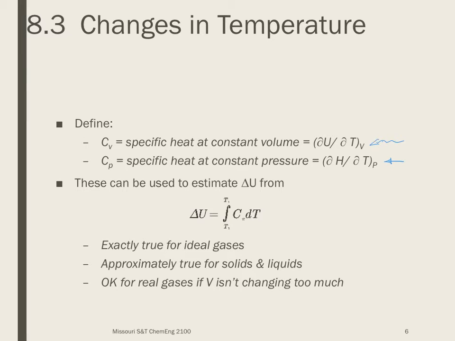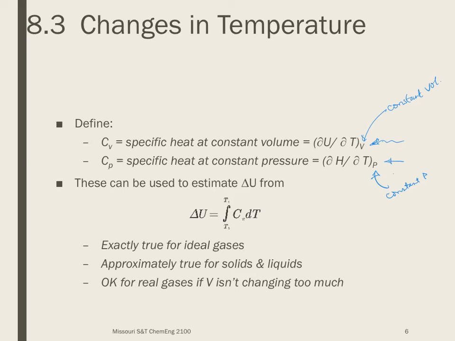Now C sub V is how internal energy changes with temperature while holding the volume constant. So these are both specific heats. C sub P you've run into before. C sub V is probably new to you. Now, we can use these as a way of estimating changes in U or changes in H. So if I had a constant volume, so this little subscript here means constant volume. This little subscript here means constant pressure. It's a way of describing a path.